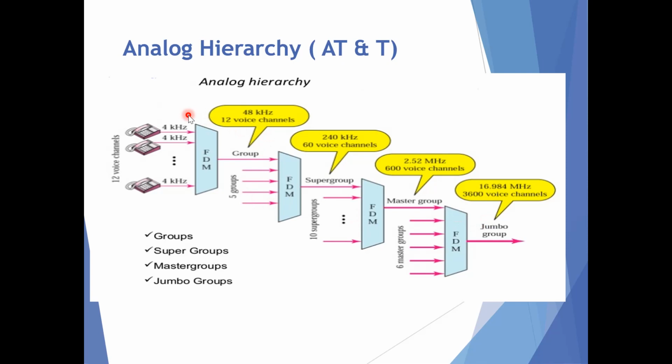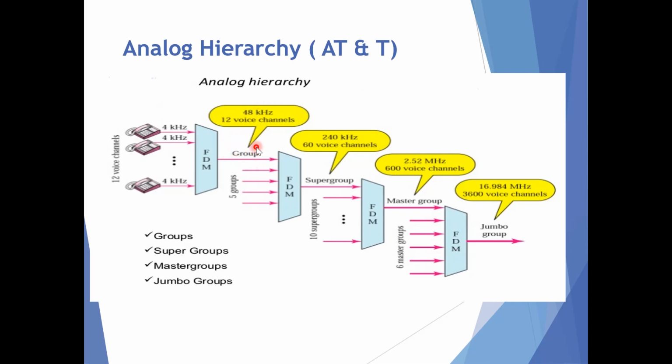Now we can see the analog hierarchy, that is the AT&T hierarchy. One such hierarchical system, AT&T, is used and it is made up of groups. You can see here the first group, then the super group, master group, and jumbo group. The levels of multiplexing are also called the multiplexing hierarchy. In this, 4 levels are there.